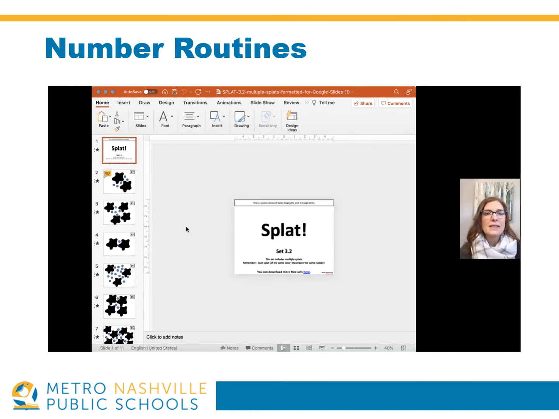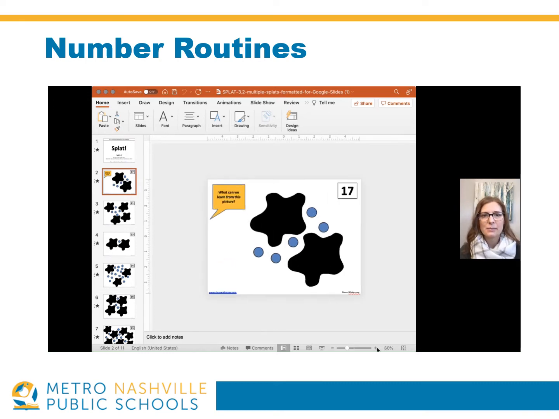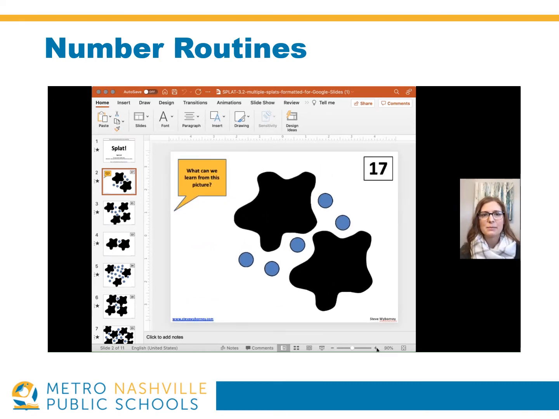Okay. The idea behind Splat is very small. Make that larger so you can see better. The idea behind Splat is that each blob or splat you see on the slide covers the same number of dots. The total number of dots is in the box in the top right-hand corner of the slide. The student is trying to figure out how many dots are under each splat.